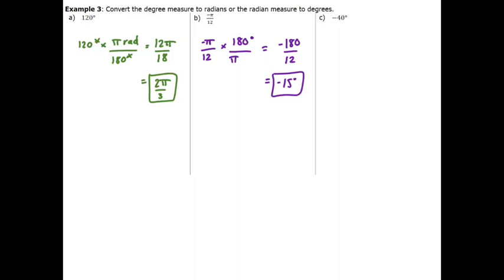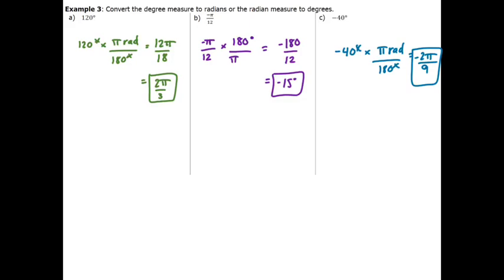All right, couple more. Negative 40 degrees. We are going to multiply by the conversion, 40 degrees times pi radians over 180 degrees. We want the degrees to cancel on the top and the bottom to leave us with radians. That is going to be negative 2 pi over 9. And we leave things in terms of pi. We'll see why when we look at the unit circle and we start looking at angle measures.